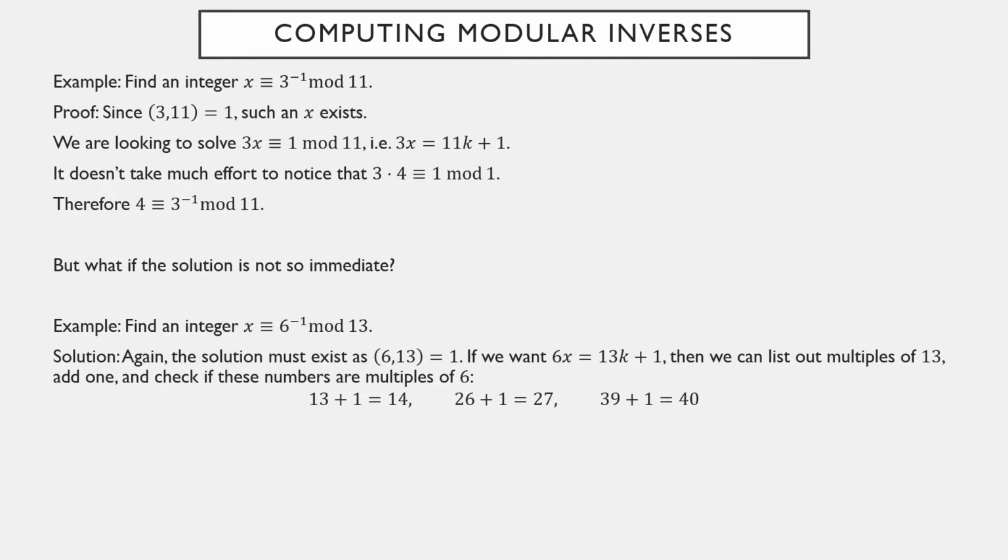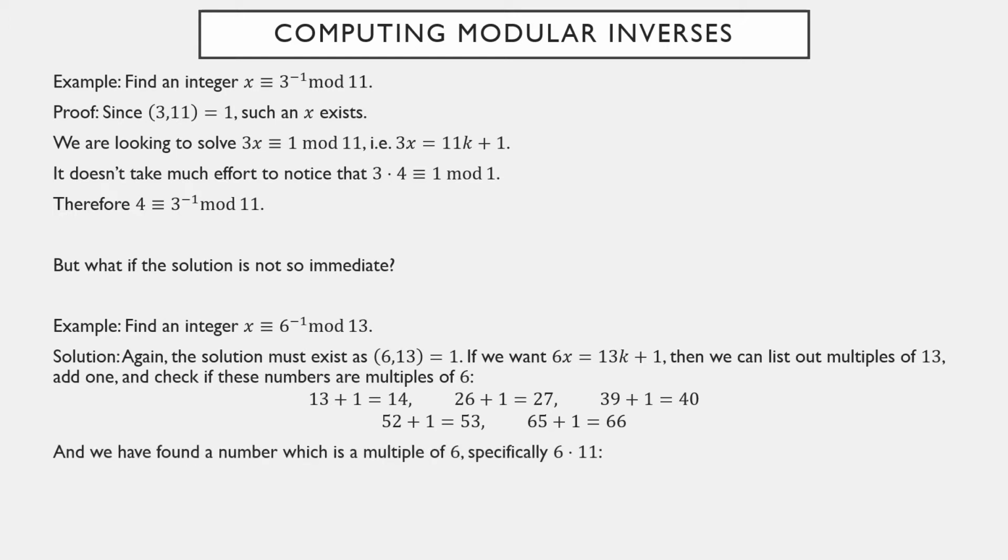So 13 plus 1 is 14, which is not divisible by 6. 26 plus 1 is 27, which is not divisible by 6. 39 plus 1 is 40, which is not divisible by 6. 52 plus 1 is 53, which is not divisible by 6, and 65 plus 1 is 66, which is divisible by 6. So we can say that 6 times 11 is 1 larger than a multiple of 13. So therefore, 11 is equivalent to 6 inverse modulo 13.